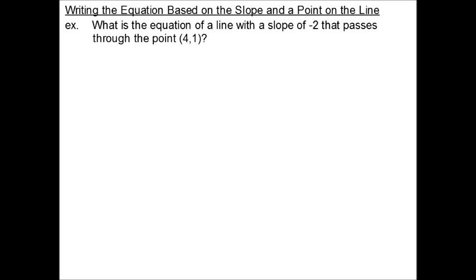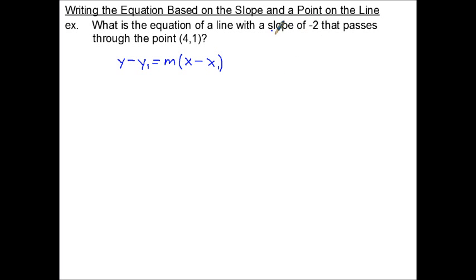What's the equation of a line with a slope of -2 that passes through the point (4, 1)? As I said in that last slide, we're going to need to use our point-slope form as a tool. And again, it's point-slope form because it contains both a point and the slope. Again, mathematicians, we're very unimaginative. So there's the form we're going to plug into.